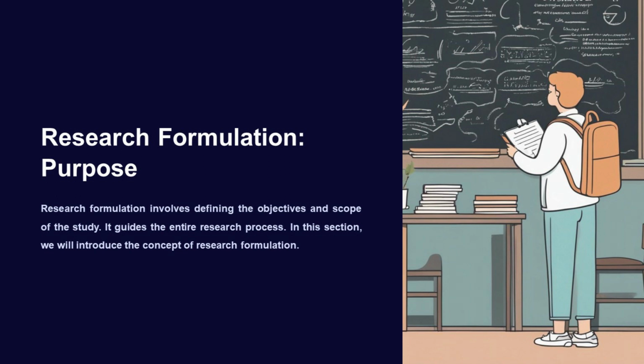Research formulation involves defining the objectives and scope of the study. Now, let's break it down. Research formulation is about defining your objectives and the scope of your study. Think of it as setting the boundaries of your research playground. What will you explore, and what will you leave outside the fence? It's like planning a treasure hunt and deciding the area where you'll dig.